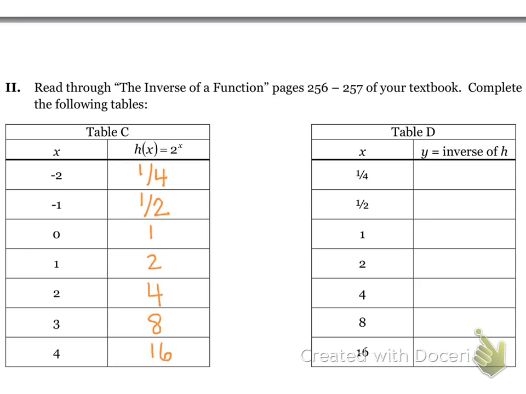So, knowing that these two are inverses of one another, because over here it says y is the inverse of h, then based off of what we just completed before and what your textbook says, the x and y values are going to switch. So, for the inverse of h, if I plug in 1/4, according to the table over here, I'm going to get out -2. If I plug in 1/2, I'm going to get an output of -1, 0, 1, 2, 3, and 4.